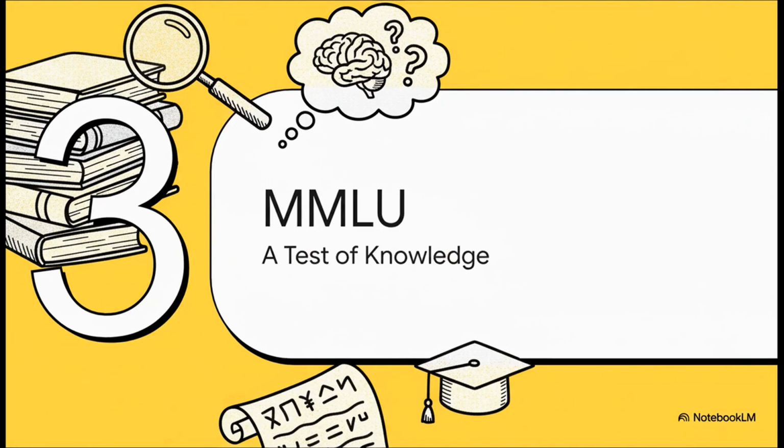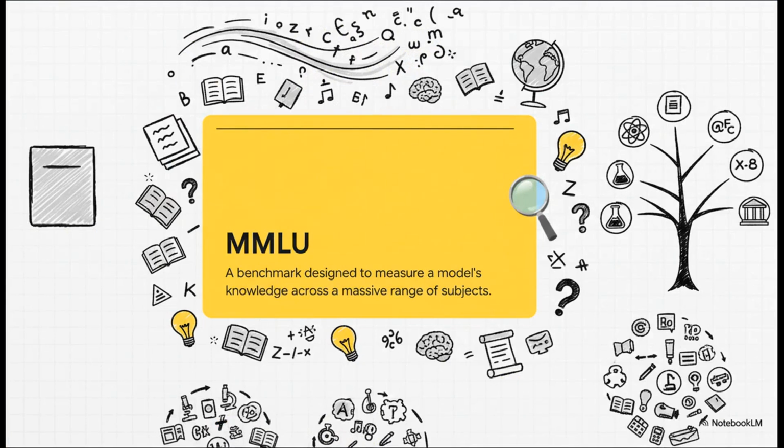Now for our third key benchmark, MMLU. This one takes a different approach altogether. It's basically a giant test of a model's raw knowledge. MMLU stands for Massive Multitask Language Understanding. And while HELM is looking at the whole car, MMLU is laser-focused on one thing, the engine. Its entire purpose is to measure how much a model knows across a ridiculously huge range of subjects.